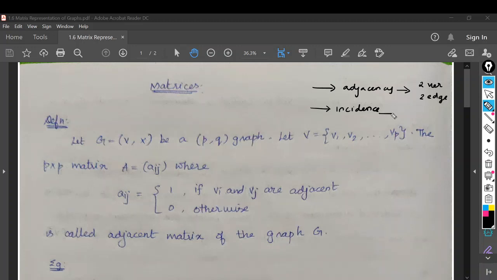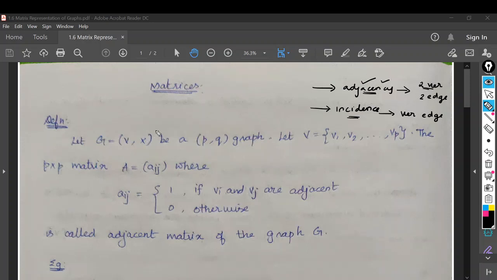And when it comes to incidence, it is talked about between a particular vertex and an edge. So, in the adjacency matrix, we are going to discuss the adjacency between two vertices. And in the case of the incidence matrix, we are going to discuss the incidence relation between a vertex and an edge. So, we shall get into the topic now. First we are going to learn about the adjacency matrix.